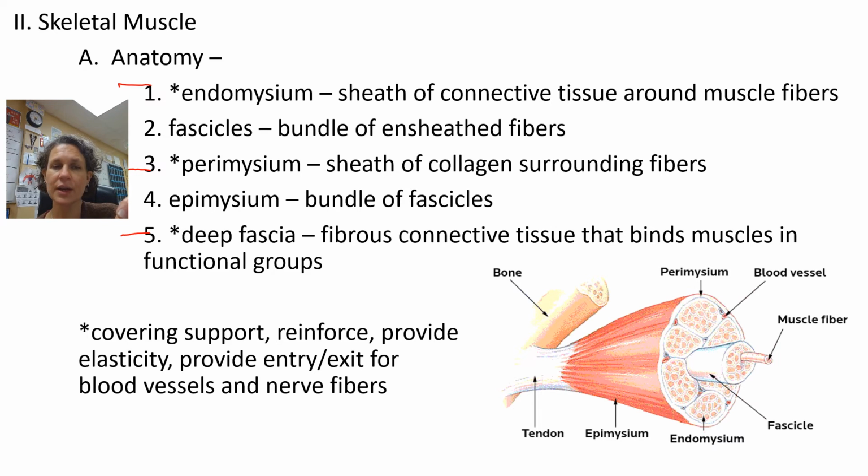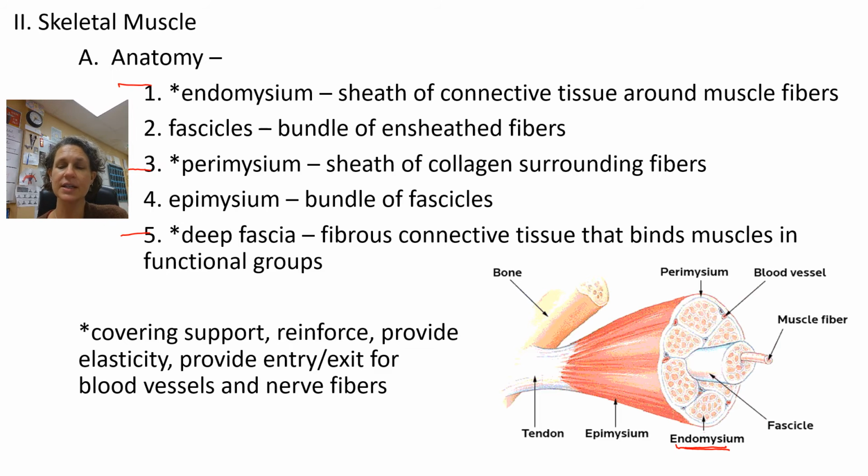And so in that picture, here is the endomysium. It is the white part around and in between those pink dots, which are the cross sections of a muscle fibers. And then the fascicles, which is back over here, that is the bundle of these ensheathed fibers.